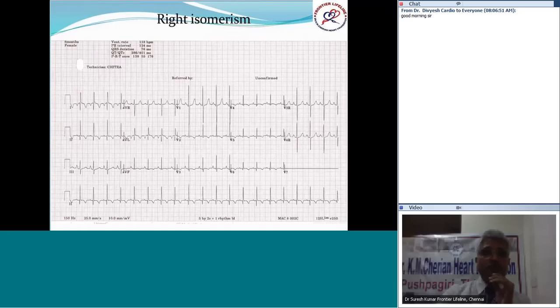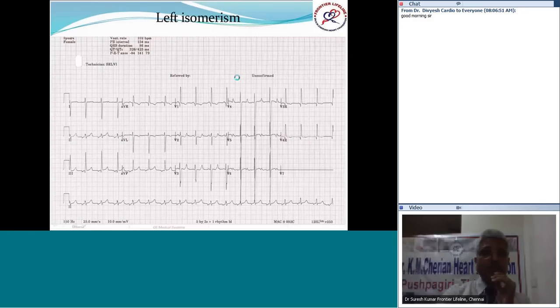This is a right isomerism ECG. What you would see here, look at the atrial inversion. The P is inverted in lead 1 and upright in aVR. So this would suggest an atrial inversion, and the RV is dominant. In left isomerism, as you can see, look at the P waves in 2, 3 and aVF, they are inverted, suggesting a junctional or coronary sinus rhythm, which is very characteristic of left isomerism.